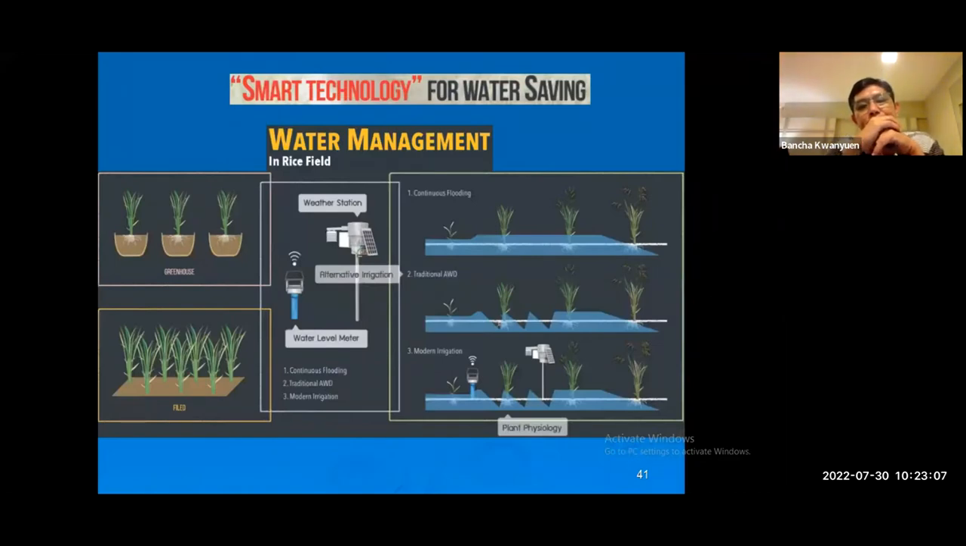So in order to manage water properly, we probably need some kind of smart water technology, and this smart water technology can go for smart water saving. This is just an example in rice. You can install a water level meter, you can install a water station, and you can have a monitoring system, so you know the plant state and when it should be irrigated.